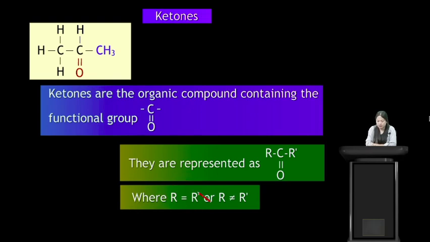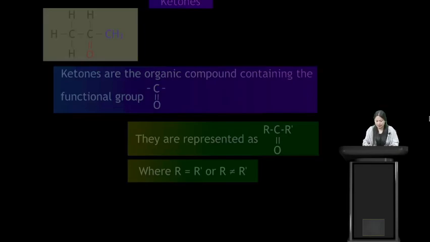Sometimes this group and this group can be the same. Sometimes they may be different. But if the organic compound contains this group, C double bond O, then it is known as a ketone.